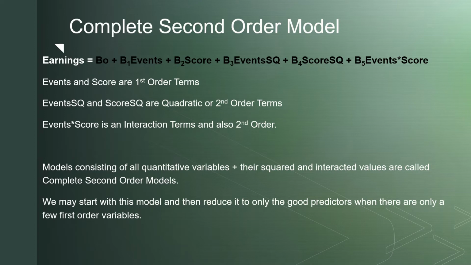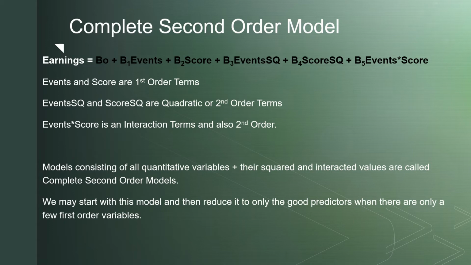So when you look at the variables, events and score are first order terms. Events squared and score squared are called quadratic or second order terms. Then events times score is known as an interaction term. It is also second order. So when I put all of these variables together, when every variable that's quantitative is squared and interacted, it's called a complete second order model.